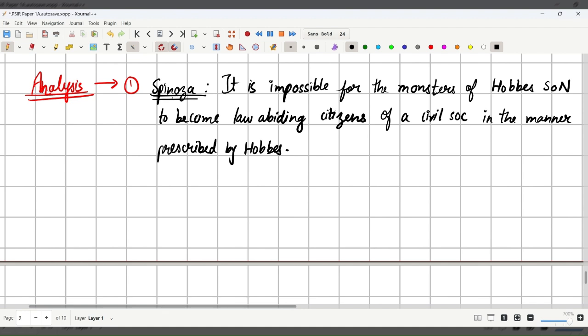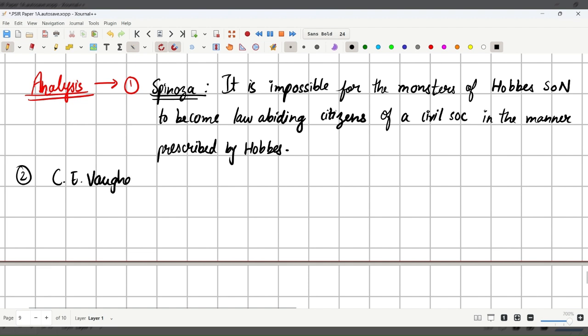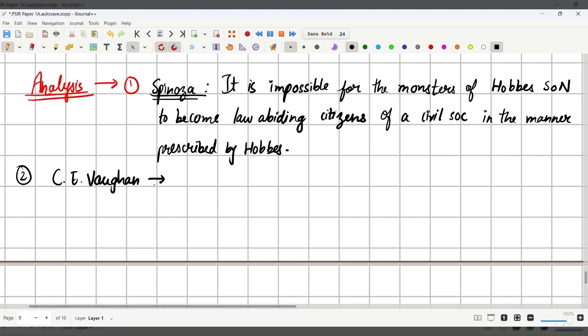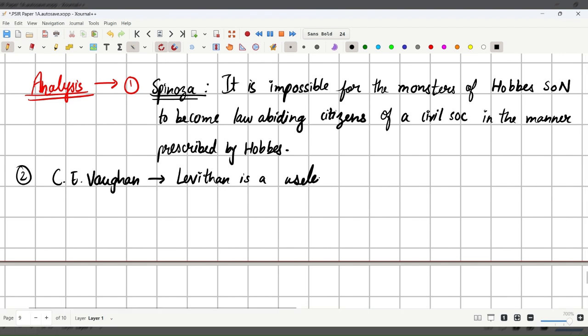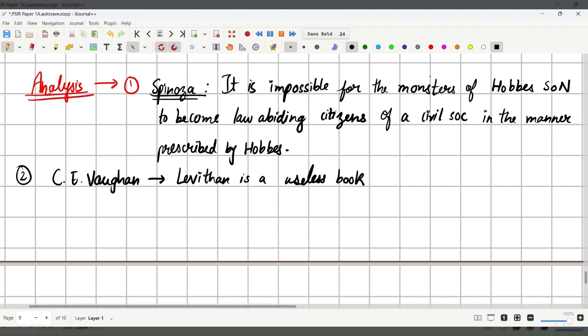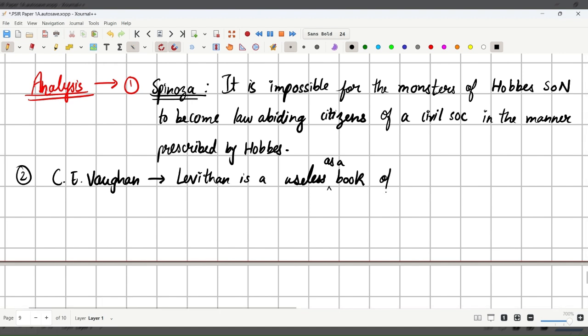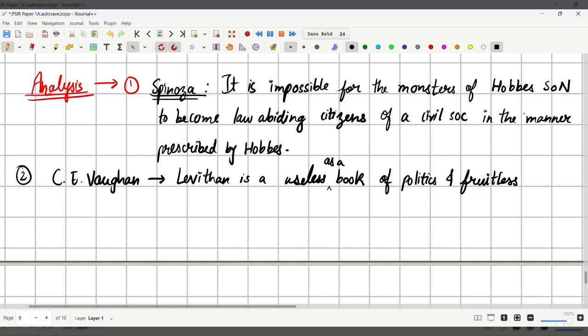Then the second one is C.E. Vaughan. He comments that Leviathan is a useless book, useless as a book of politics and fruitless as a book of history.